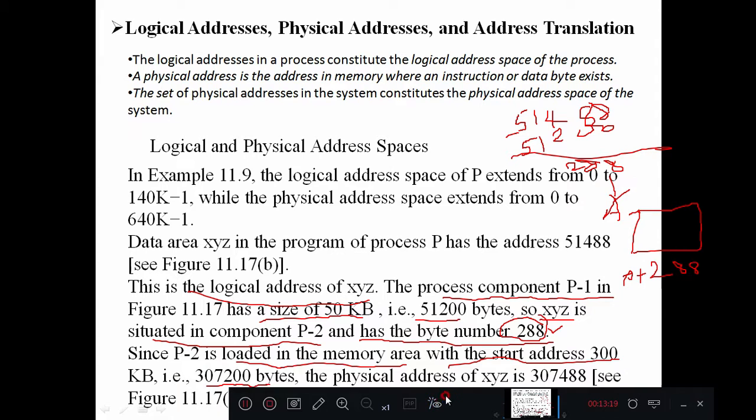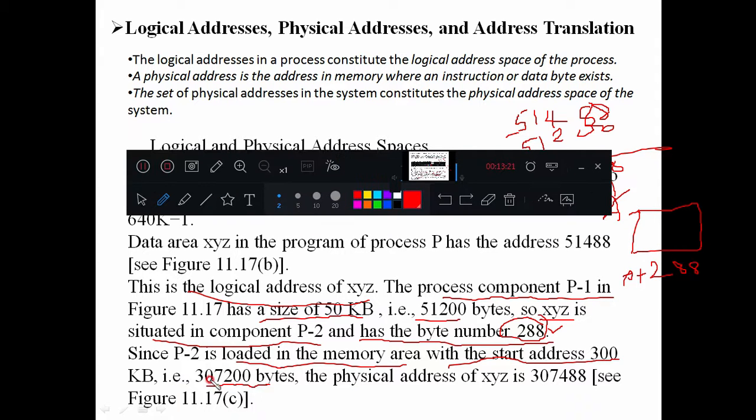3,72,200 bytes. So this is the starting address of P2, where I can substitute A equal to 3,07,200. This is the starting address of process component P2, right? To this I am going to add the byte number. So after adding the byte number to this, what we will get? The actual physical address of XYZ, right?